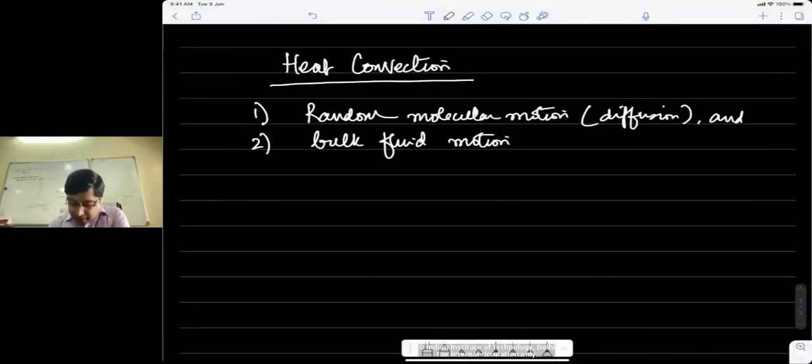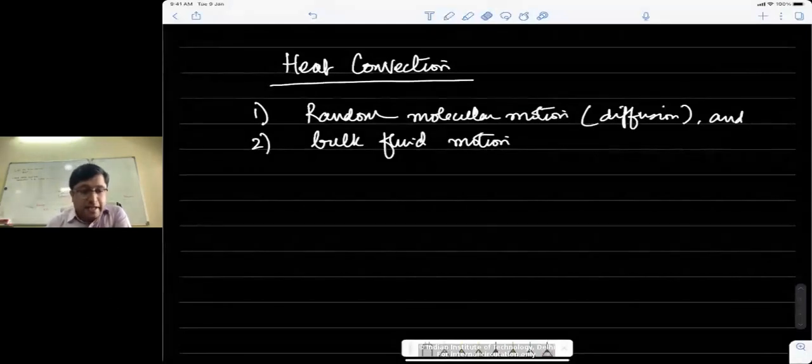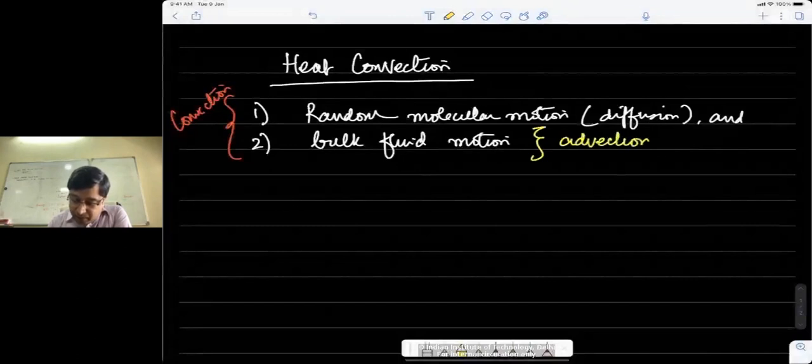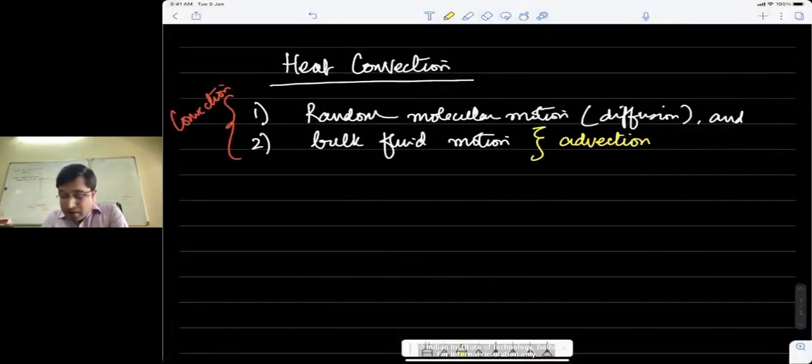Now, just for your information, when you have both these mechanisms taking place together, we call it convection. But you will see in your book that when they only talk about heat transfer because of bulk fluid motion, this would be called advection. So when I talk about convection, I'm going to talk about both aspects, not just bulk fluid motion. So heat convection is essentially the sum of these two mechanisms taking place together. And to explain what heat convection is, let me just take an example.